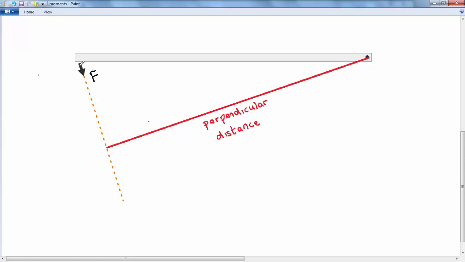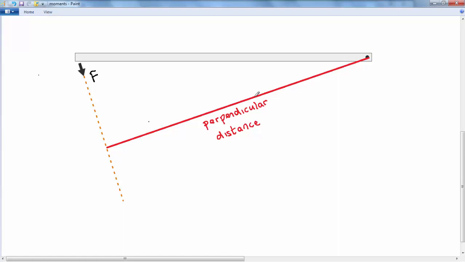So the size of the force is still the same, but because it's inclined in this direction, the perpendicular distance is now less than it was in the previous example, and so the moment produced by this force will be less. In most situations we're going to encounter a force which is perpendicular to the beam, so that makes life a lot less complicated. But there are one or two situations where you need to consider forces which are inclined in this way, and then you have to think carefully about what the perpendicular distance actually is.